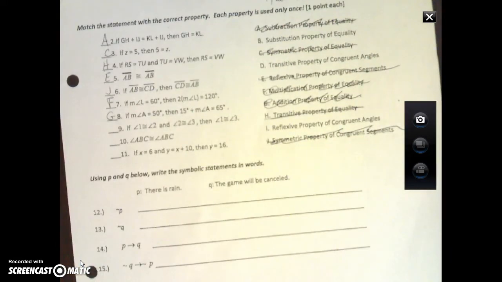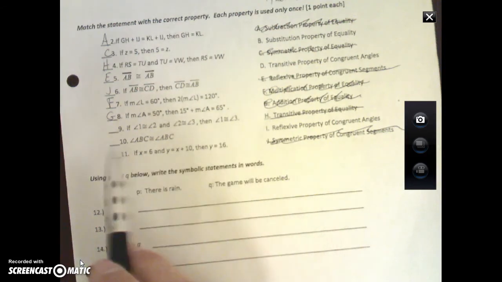Number 9: if angle 1 is congruent to angle 2, and angle 2 is congruent to angle 3, then angle 1 is congruent to angle 3. Again, here's your 1, 2, 3, three signs.